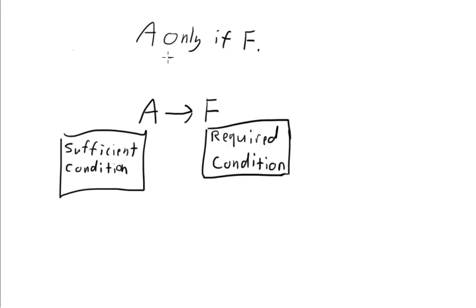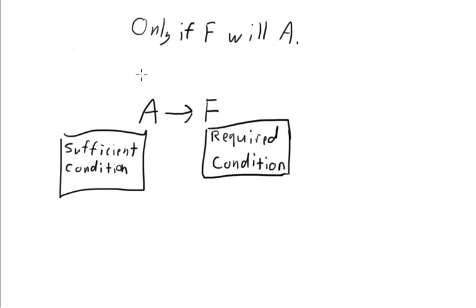So in this case, since we have only if F, then F is going to go right here on the right side. And this is the case even if we change up the order in which we put our variables in our English language sentence. So if I said only if Frank goes to the party will Abigail go to the party, well, I haven't actually changed the real content of the conditional statement. I'm still saying that Abigail requires Frank. I'm still saying that Abigail needs Frank in order to go to the party. So only if here still signifies that required condition, and it still goes to the right side of our arrow.